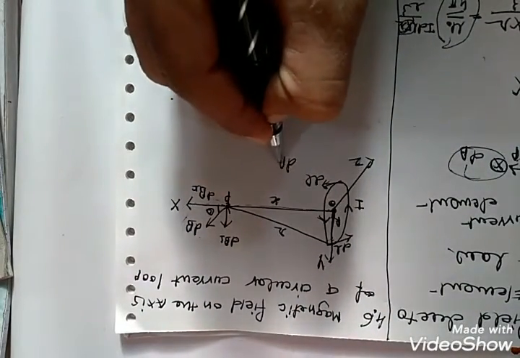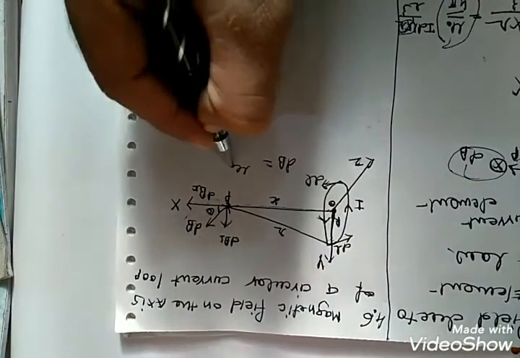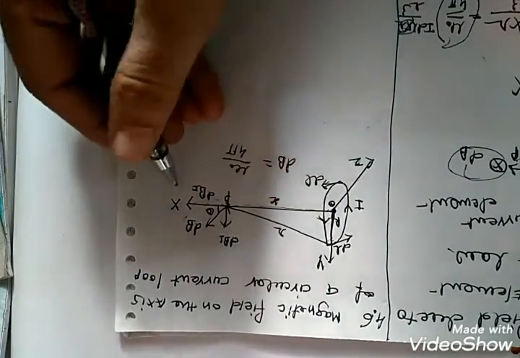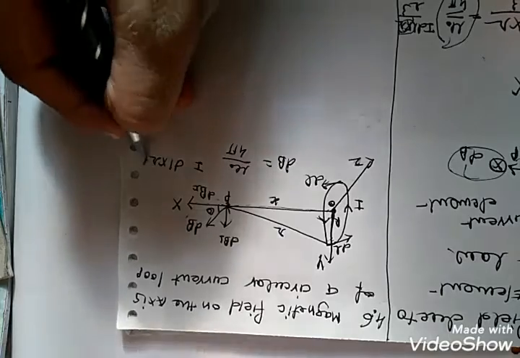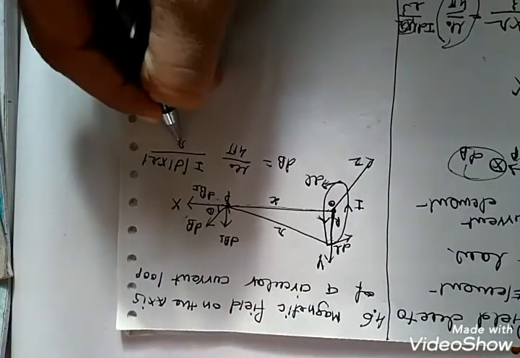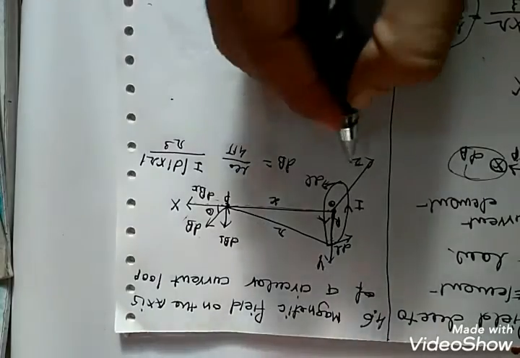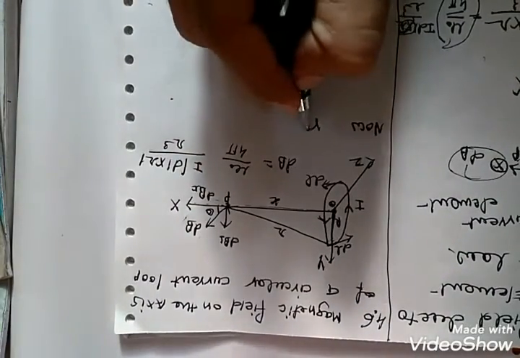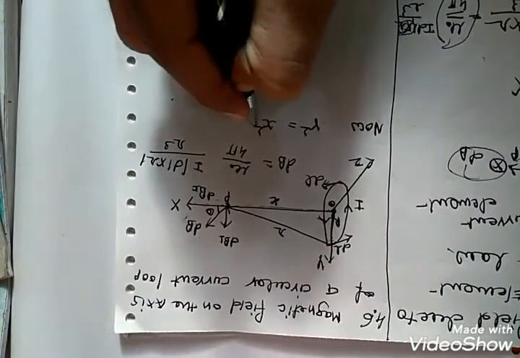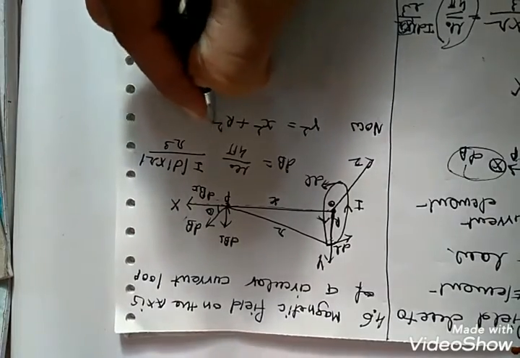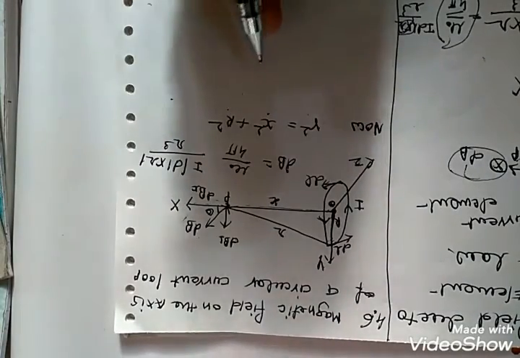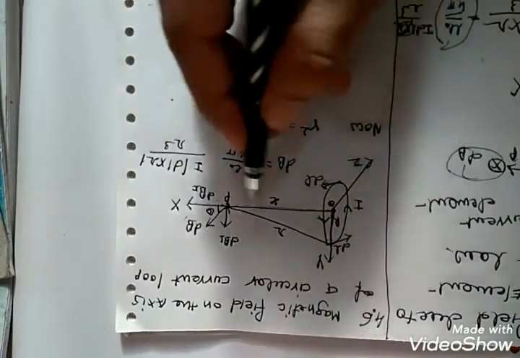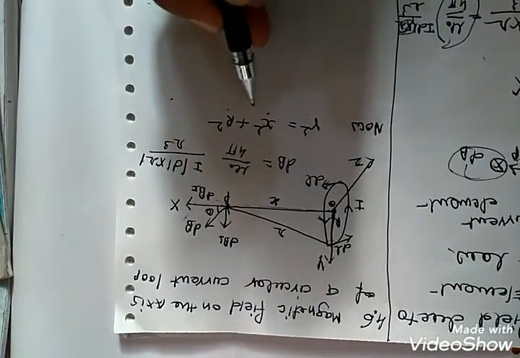Here we know that dB is equal to mu 0 upon 4 pi, I dl cross r, upon r cube. Now here r square is equal to x square plus R square, where R is the radius of the loop.